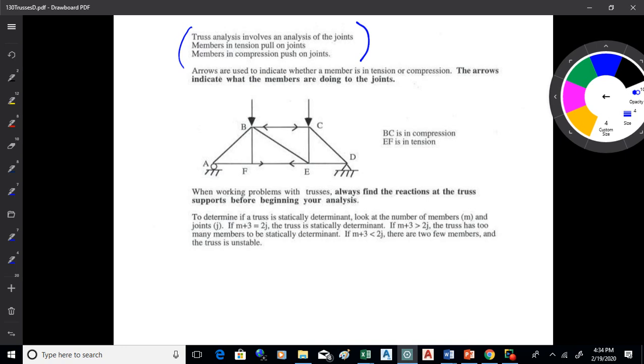So you have to remember that what these arrows signify is not what's happening to the members, they signify what the members do to the joints. So these are pulling on those joints. This member is in tension. The one on the top is pushing on the joints, so it's in compression. Those arrows indicate what happens to the joints.